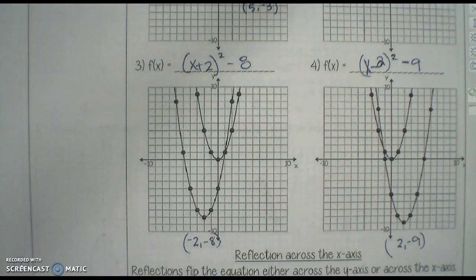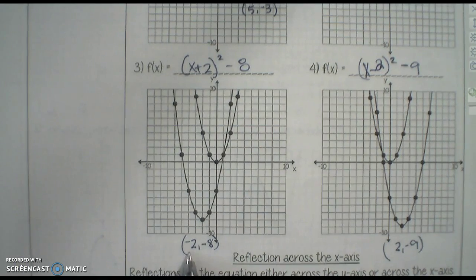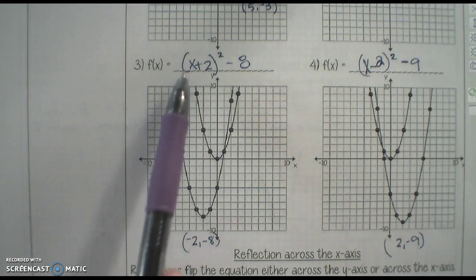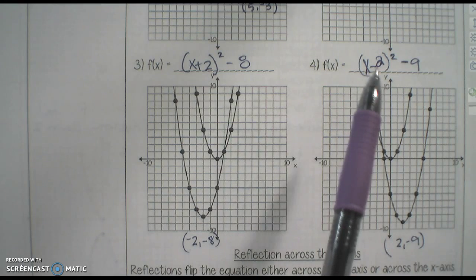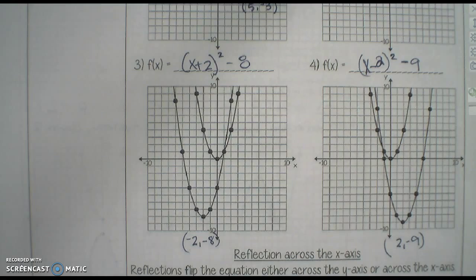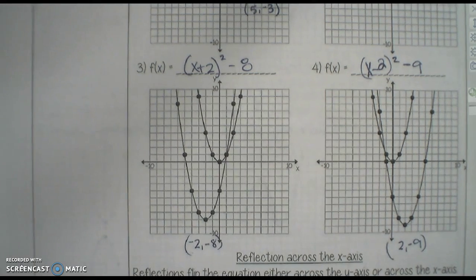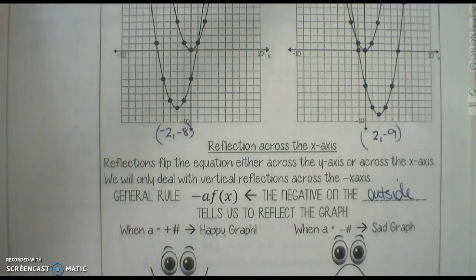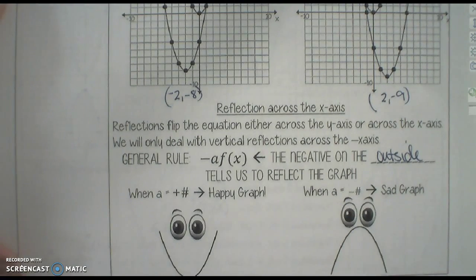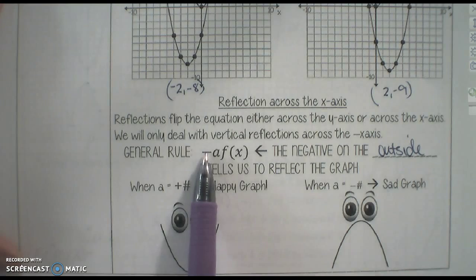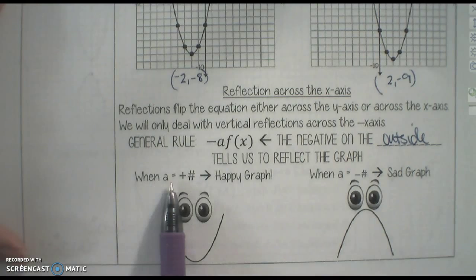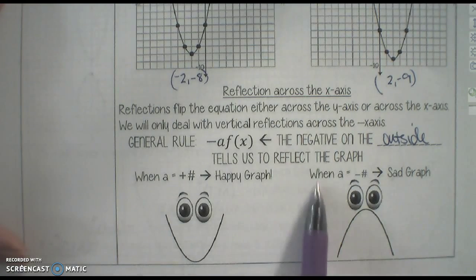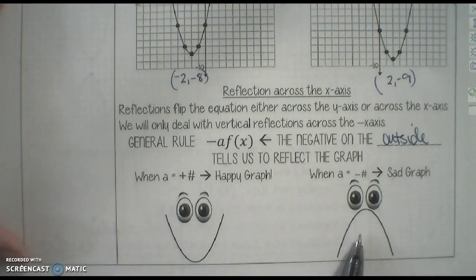All right, try 3 and 4 on your own. Check when you're ready. All right, so 3 and 4, it had a vertex of negative 2, negative 8, so it should be x plus 2 squared minus 8. Number 4 had a vertex of 2, negative 9, so we want to have x minus 2 squared minus 9. So again, that number that's going inside the parentheses should be opposite. All right, let's talk about reflections across the x-axis. So general rule, we know that if there's a negative on the outside, then it tells us to reflect the graph. So when A is positive number, it's happy, and when A is negative, it's a sad graph.